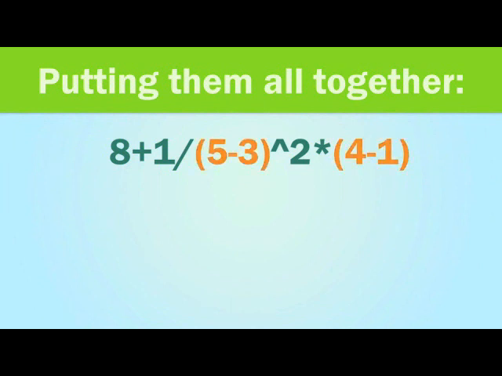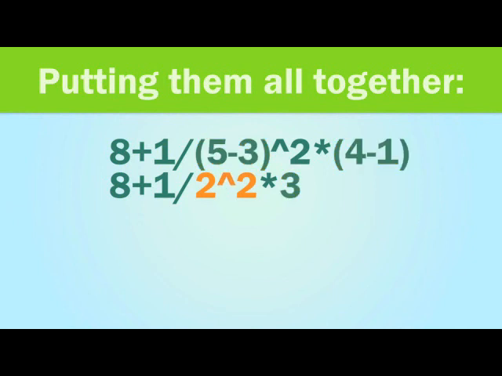We'll start with the parentheses. We'll calculate each of these to get 2 and 3, and you can see that the formula is already starting to look a little bit simpler. Next, we'll look to see if there are any exponents in this formula, and there is one, 2 to the second power, and when we calculate it, it becomes 4.